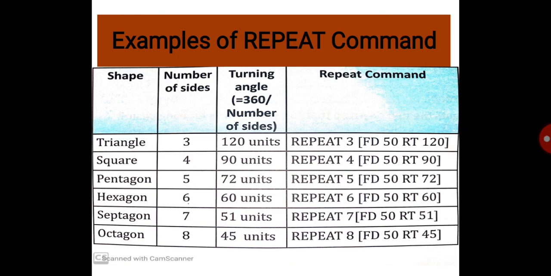Now next one is the pentagon. A pentagon has 5 sides. So we divide 360 by 5, that is 72 units. Repeat 5, FD 50, RT 72 in bracket. I hope you all have understood. And in the same way, a hexagon has 6 sides, a septagon has 7 sides, an octagon has 8 sides. Now if we use this repeat command, we can draw all these shapes in a very easy manner.